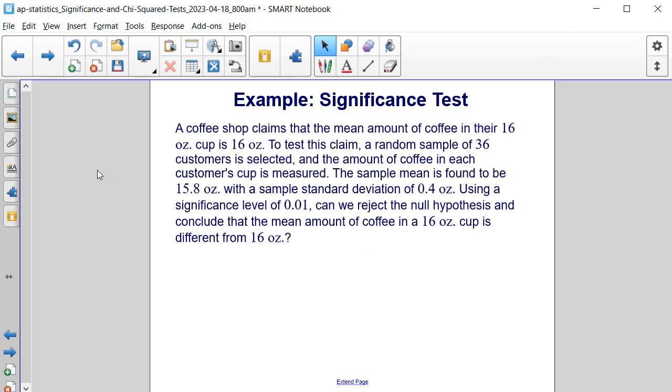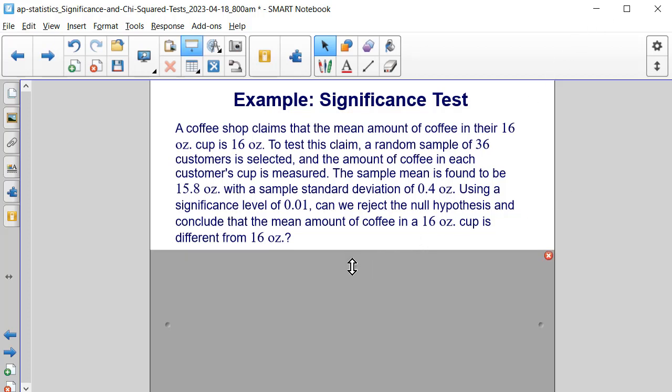A coffee shop claims that the mean amount of coffee in their 16-ounce cup is 16 ounces. To test this claim, a random sample of 36 customers is selected, and the amount of coffee in each customer's cup is measured. The sample mean is found to be 15.8 ounces, with a standard deviation of 0.4 of an ounce. Using a significance level of 1/100th or 1%, can we reject the null hypothesis and conclude that the mean amount of coffee in a 16-ounce cup is different from 16 ounces?